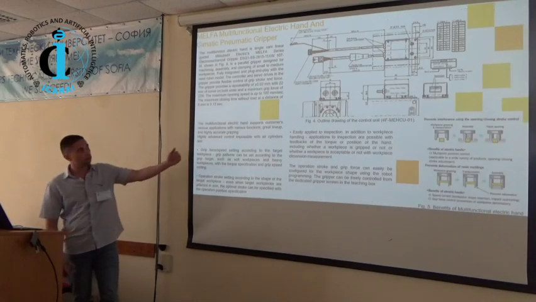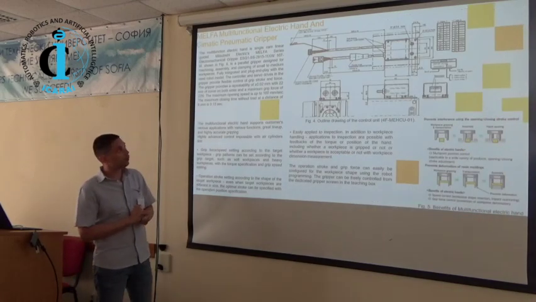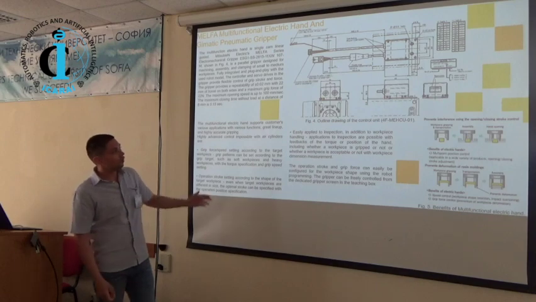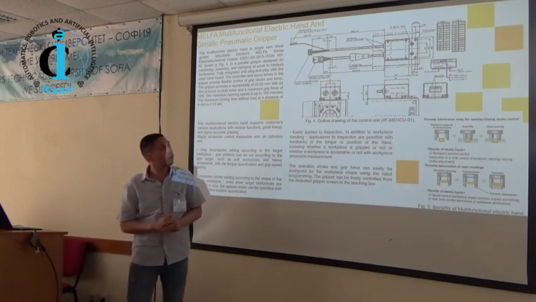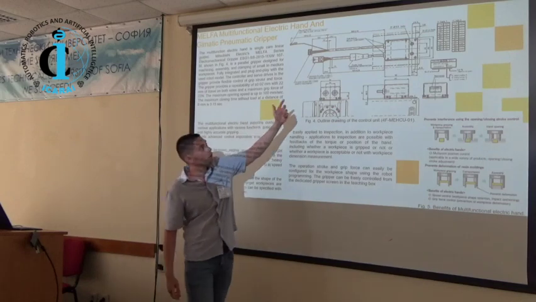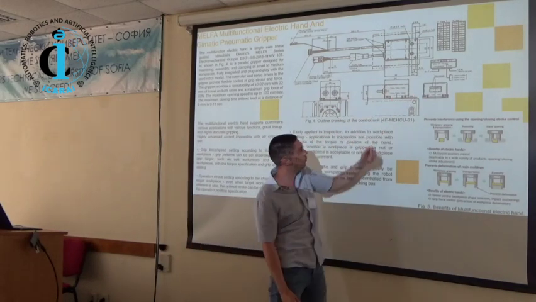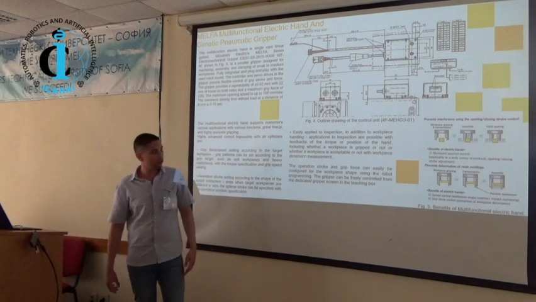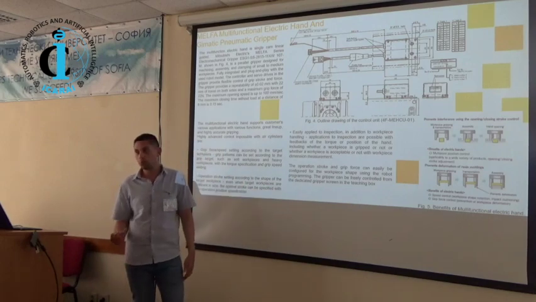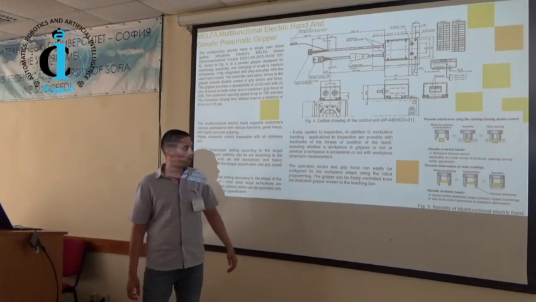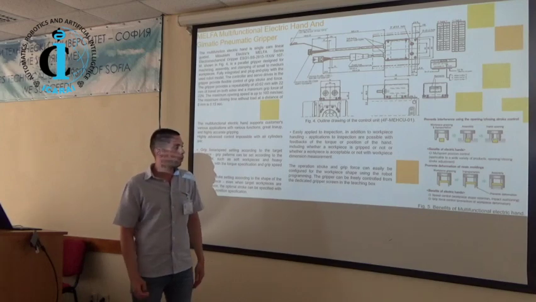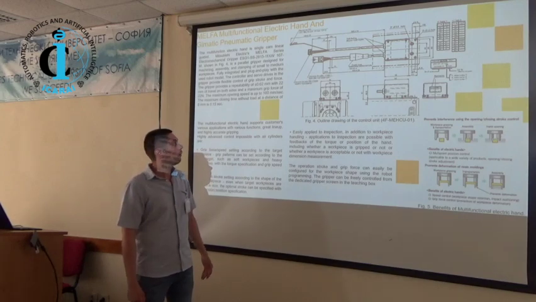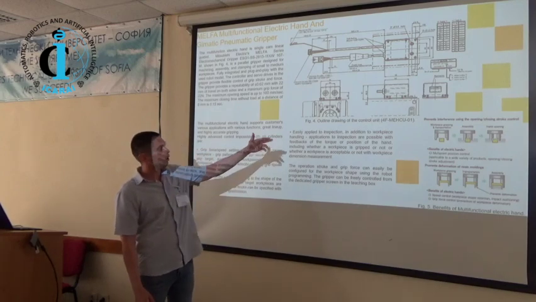Now, first, I want to introduce to you the electromechanical gripper. The electromechanical gripper contains two parts. The first part is the gripper on which you can put the fingers with which you grab the parts. The gripper which we use is a parallel two-finger gripper. The fingers we use are pure 3D printed fingers.